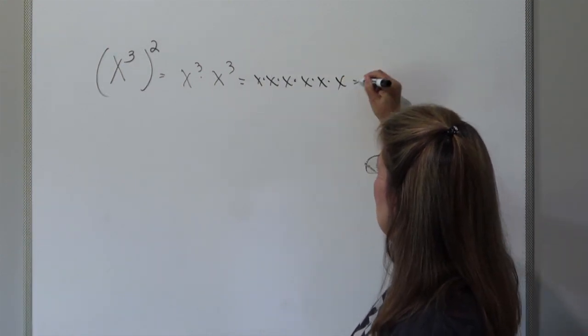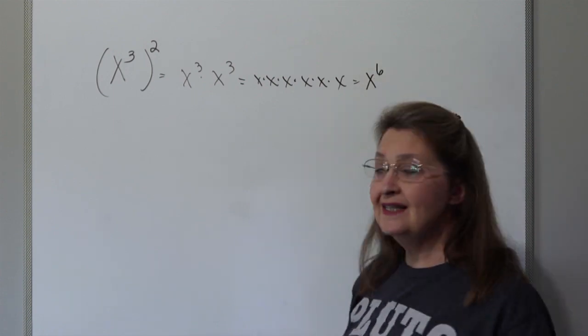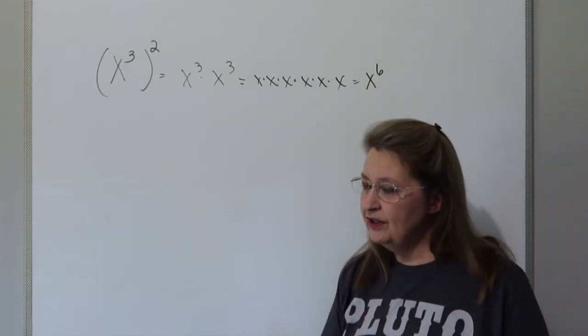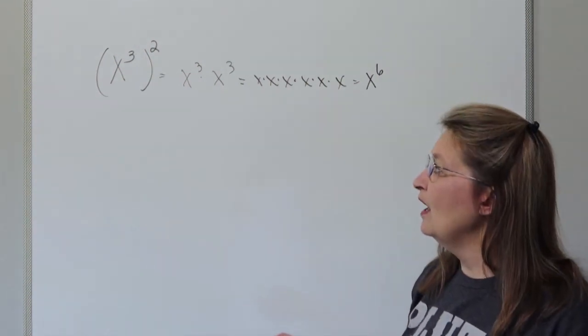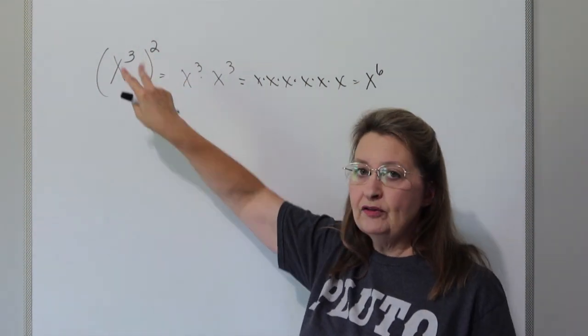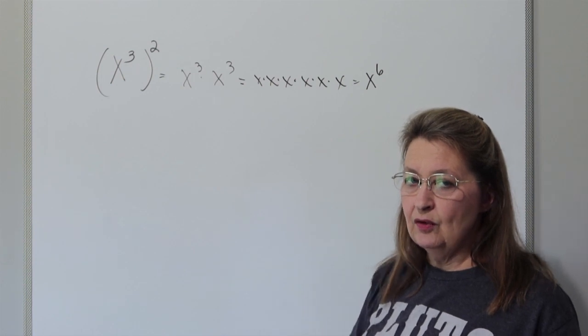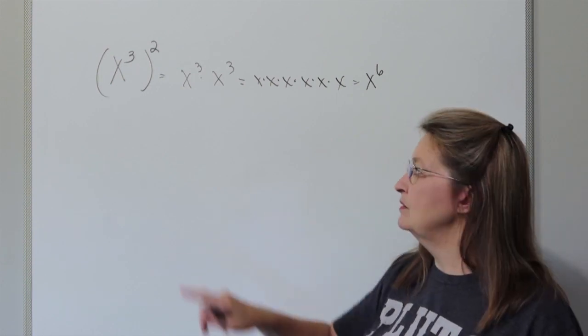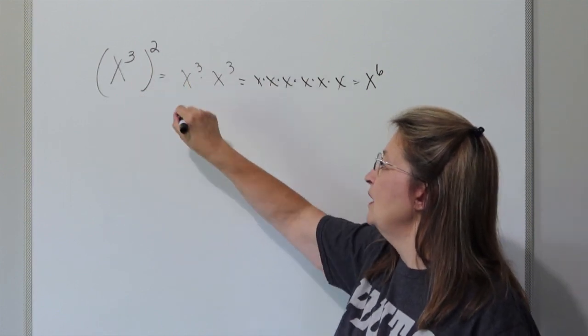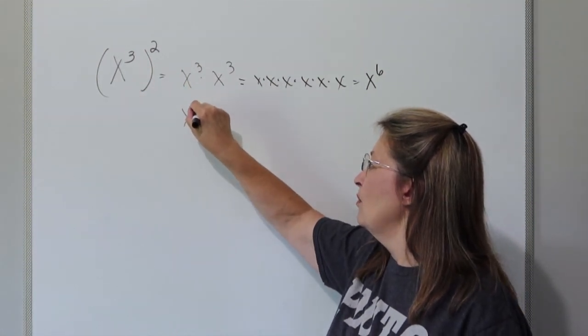what do I have now? x to the sixth. And we figured out by doing this over and over and over that, you know what, every single time you could just multiply those two together. So two bases, two exponents, you're going to add the exponents. One base, two exponents, you're going to multiply.